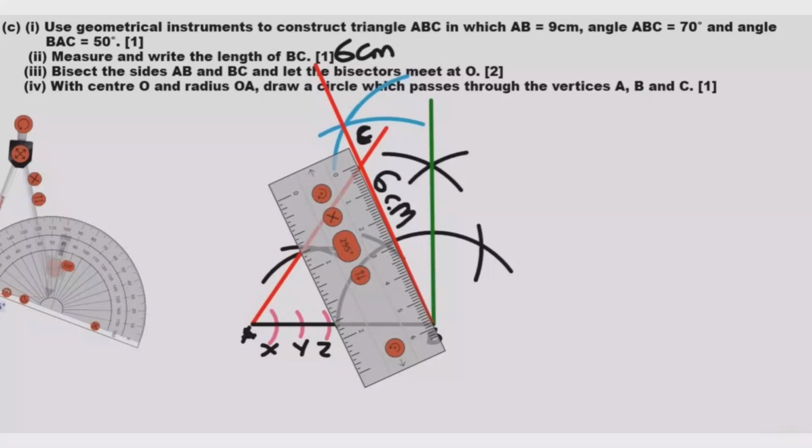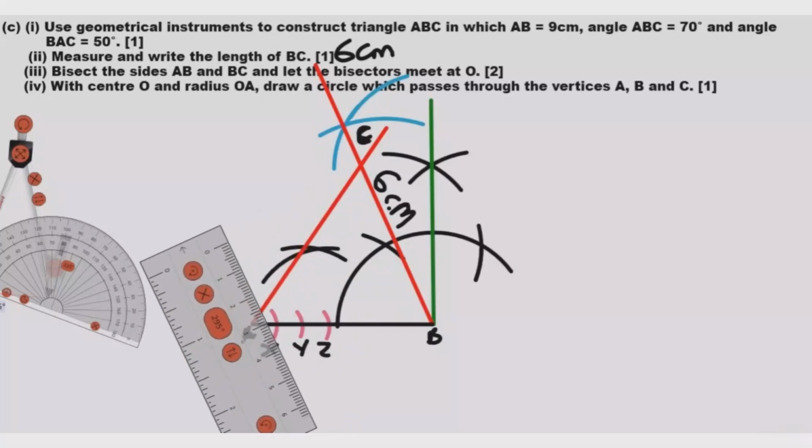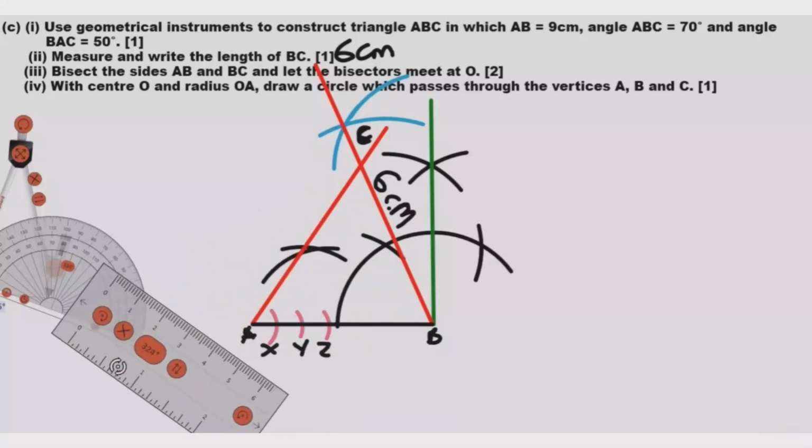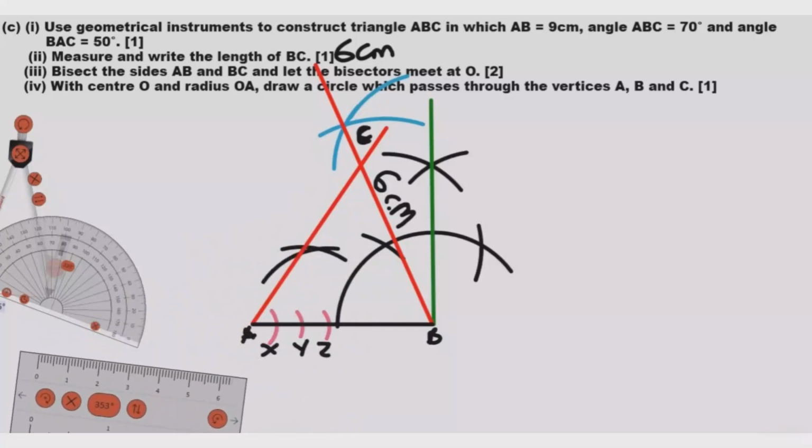Okay, now once we have done that, the next thing we need to do is go to question 3, which is saying bisect sides AB and BC and let the bisectors meet at O. Okay, so now what we need to do is bisect AB. To bisect AB, we are going to get the compass and then put the compass here.